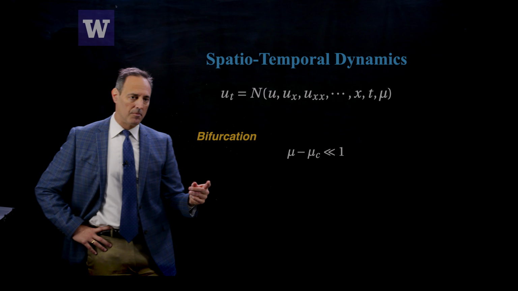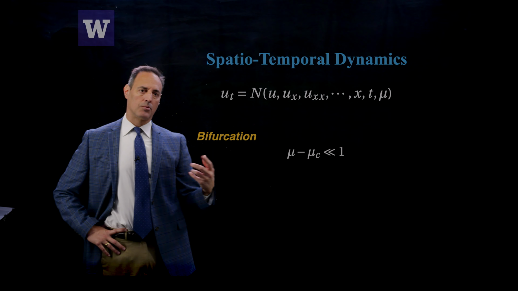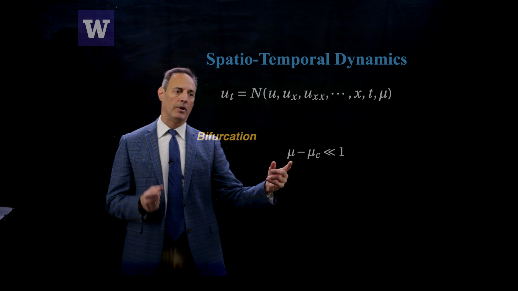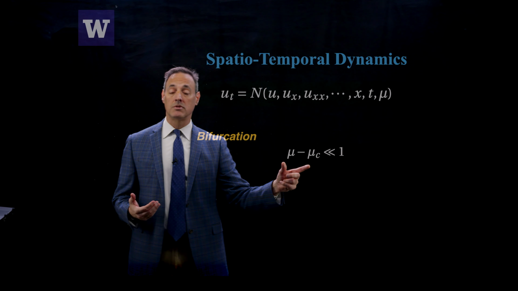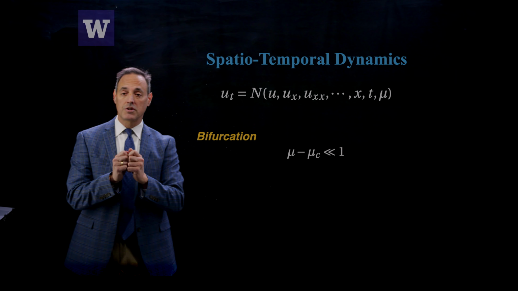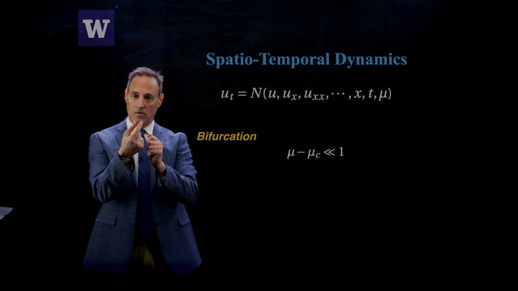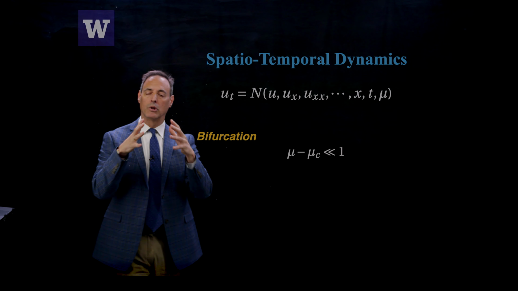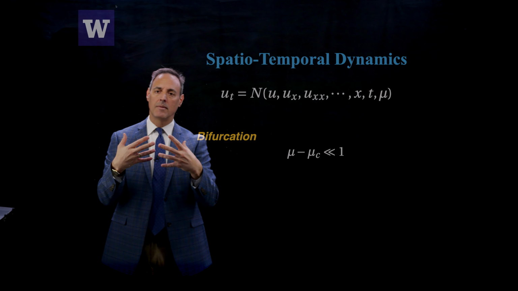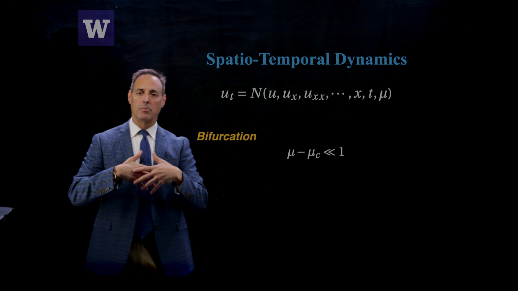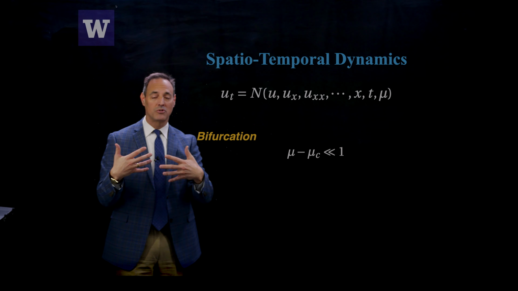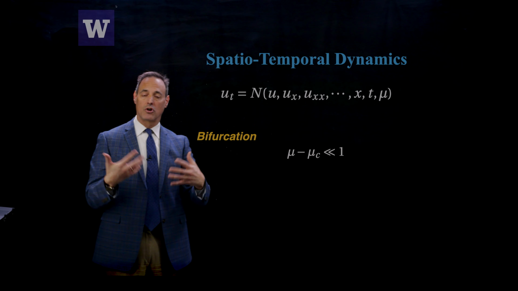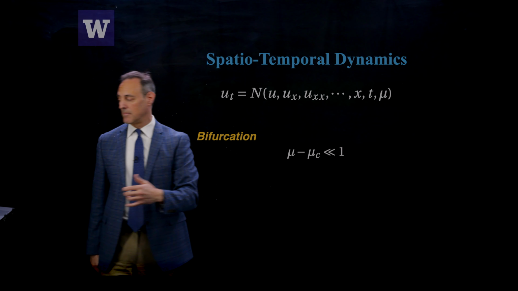So the idea is going to be the following. We're going to say that my parameter mu is near some bifurcation point mu_c. So I'm going to say mu minus mu_c is small. So I'm right at the bifurcation point, and I'm going to expand that region. This is exactly what we do in perturbation theory, right? We look at these regions, we expand them. We're going to put in slow scales of time and space, just like we did in the last lecture, and then start to try to understand and characterize the dynamics itself.